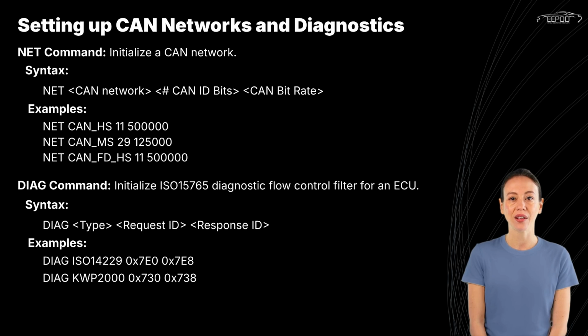Important note, the Diag command must always come after the net command. Net sets up the CAN network. Diag sets up which ECU to talk to on that network. Also, if another Diag command is run later in the same script, it will override the previous one. So only the most recent Diag command will be active. The older one gets replaced.